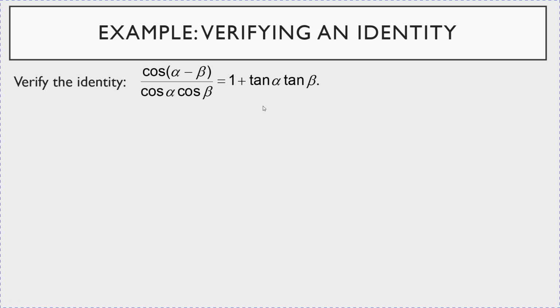So I want to verify this trig identity: cosine of alpha minus beta divided by cosine of alpha times cosine of beta is the same exact thing as 1 plus tangent of alpha times tangent of beta. If you remember from our previous lecture, you have to pick one side of the equation to work with. So I'm going to pick this side right here, the left-hand side.